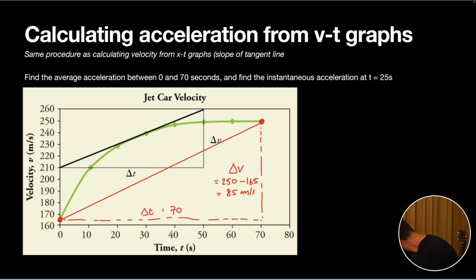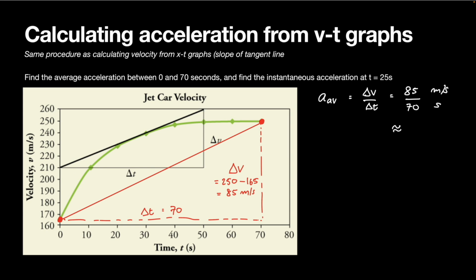And that means our average acceleration is going to be delta V over delta T, and final minus initial, which we decided was 85 meters per second, divided by 70 seconds, which is around about 1.2142. Let's say 1.21 meters per second squared.